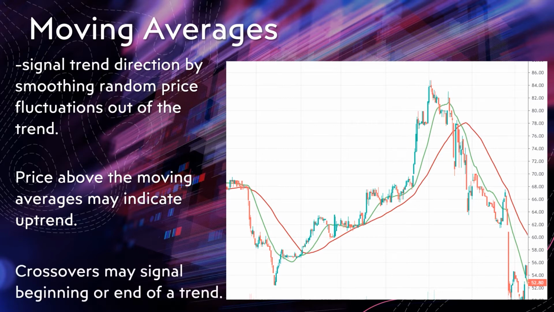This is better confirmed by the presence of crossovers, or overlapping of two moving averages, when the shorter moving average line crosses above the longer moving average. This is called a golden cross, and may signal a beginning of an uptrend. When the longer moving average crosses above the shorter moving average, this is called a death cross, and may signal a change in trend.